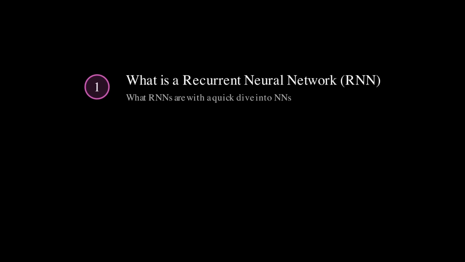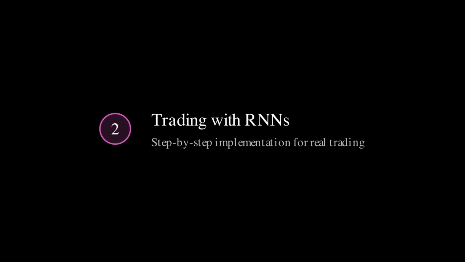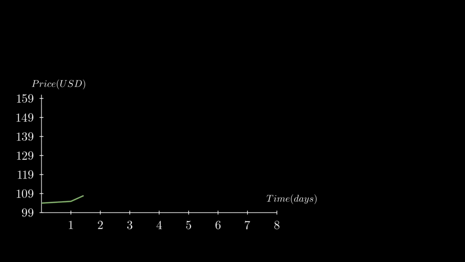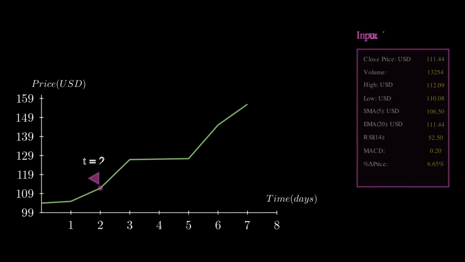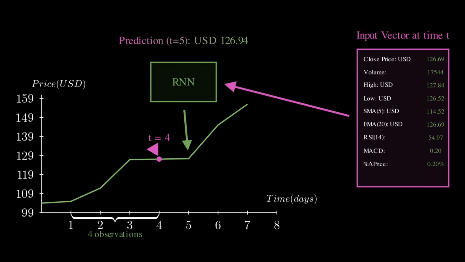Alright, moving on to part 2. Now that we understand how recurrent neural networks work, it's time to dive into a step-by-step implementation for real trading using these models. In this practical example, I've pre-selected some data from the Tesla stock. At each time step, which in our case is going to be 1 trading day, we're going to capture several key features. Those are the closing price, trading volume, daily high, low, and a few other technical indicators. These become our input vectors, and in this animation you'll see the model make a prediction based on the past 4 days. But just so you know, the recurrent neural network I trained actually uses the past 50 observations.